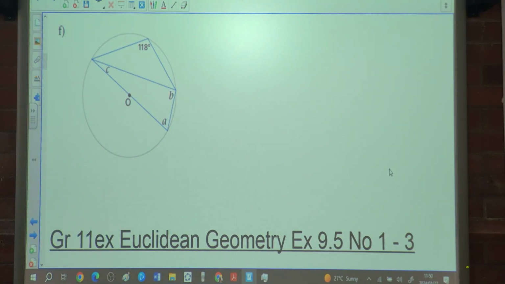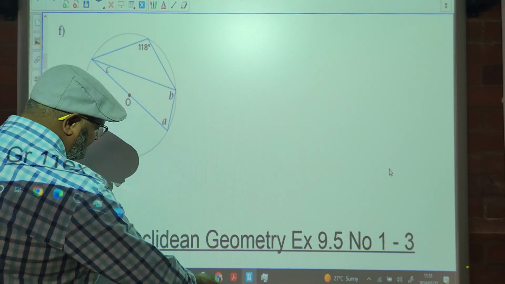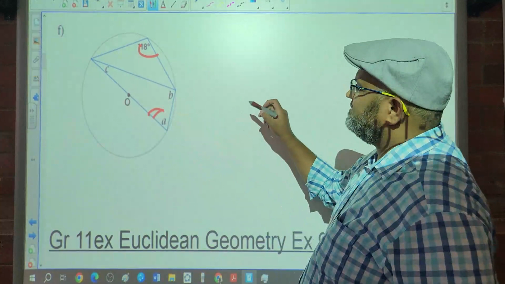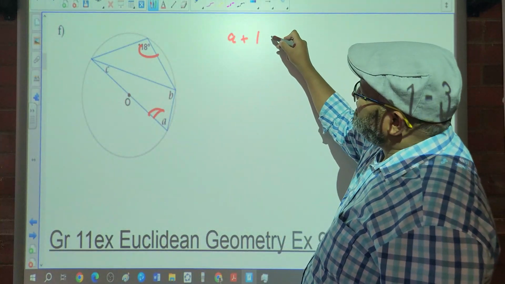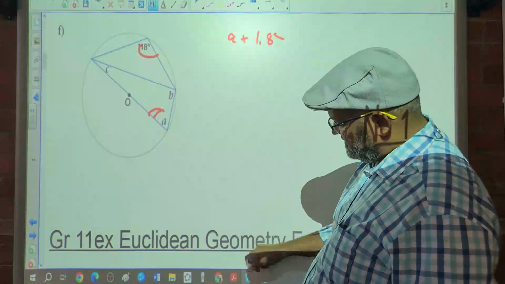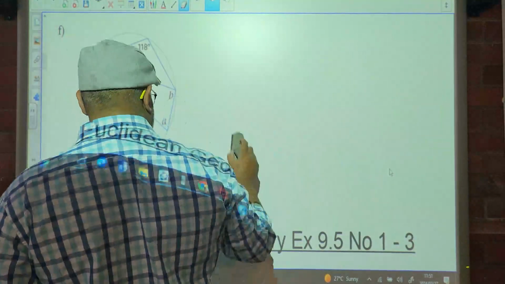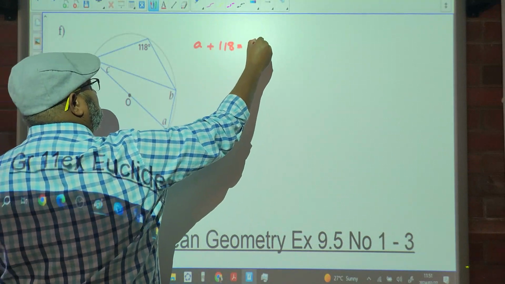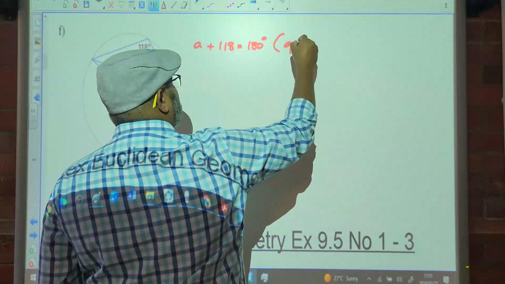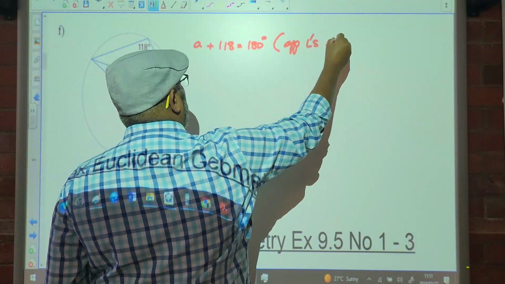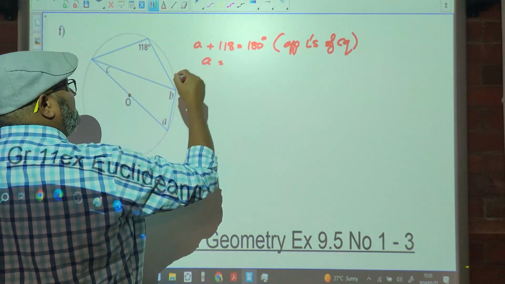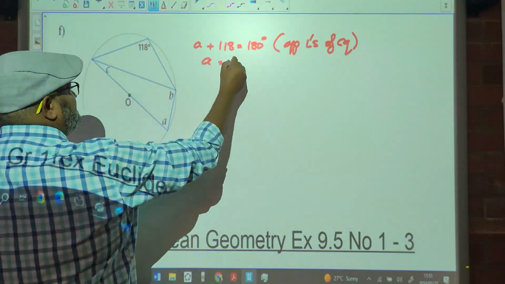Right, so what can be calculated first here? A. I'm going to calculate A. Opposite angles of cyclic quad is supplementary. So A plus 118 equals 180. Why? Opposite angles of cyclic quad. So A is equal to 180 minus 118, 62 degrees.